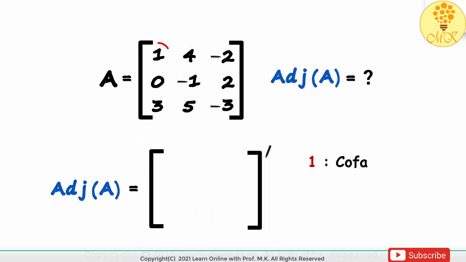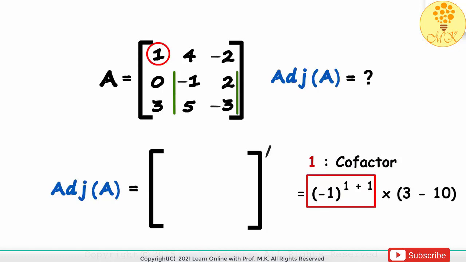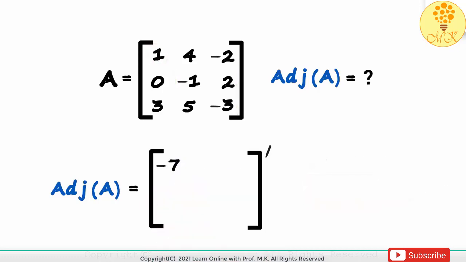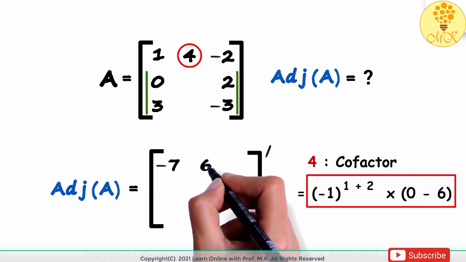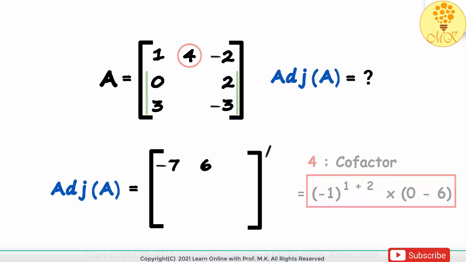What will be the cofactor of 1? It will equal -1 raised to 1 plus 1 times this determinant. That will be 1 multiplied with 3 minus 10, which is -7. That's the cofactor of 1. What's the cofactor of 4? It will be -1 raised to 1 plus 2 times this determinant. That will equal -1 times 0 minus 6. And -1 times -6 equals 6. 6 is the cofactor of 4.